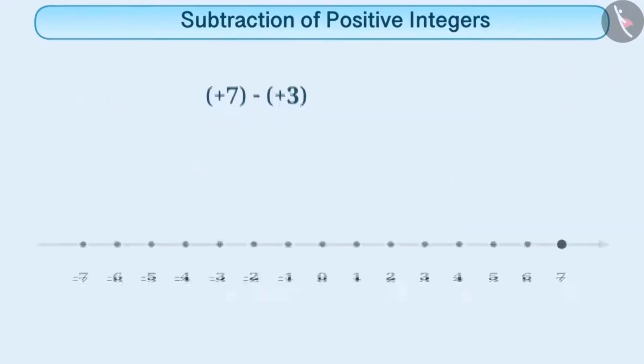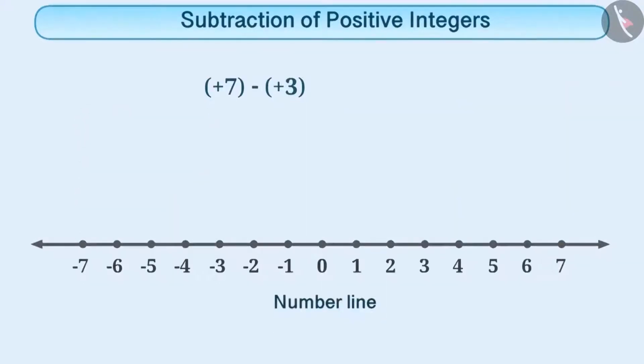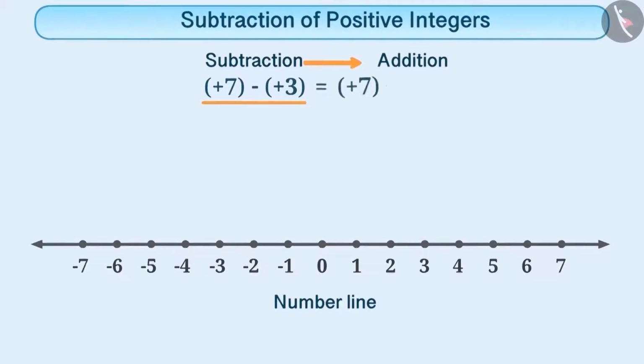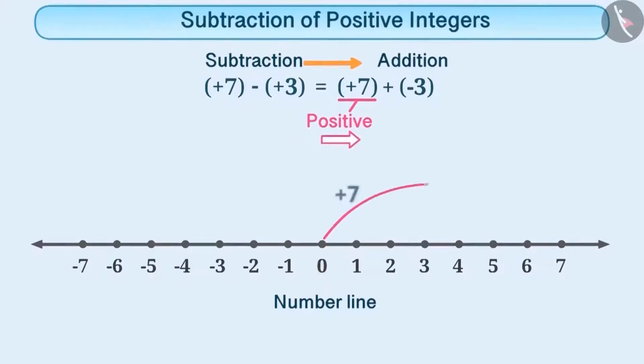Subtraction of integers can also be done on a number line. Here, first we will convert the operation of subtraction into an operation of addition. This means, in the place of +7 minus +3, we will write +7 plus -3. Now, the first number is +7. Since this is a positive integer, we will move 7 steps to the right of 0. By doing this, we will reach the number +7.